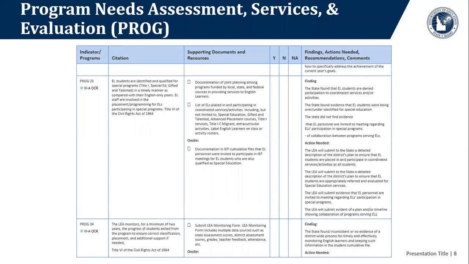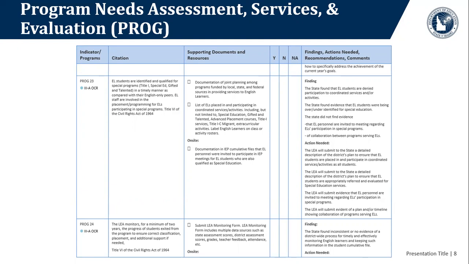Program 23 looks at coordination of programs. So English learner students that are identified and also qualify for additional special programs, such as Title I or Special Ed, Gifted and Talented, that these students are having coordination of those services between the EL program and any other program they're in. This is an important indicator, and it's an indicator that has a lot of findings when we do monitoring, because there is that lack of coordination specifically between the EL program and the special ed program.